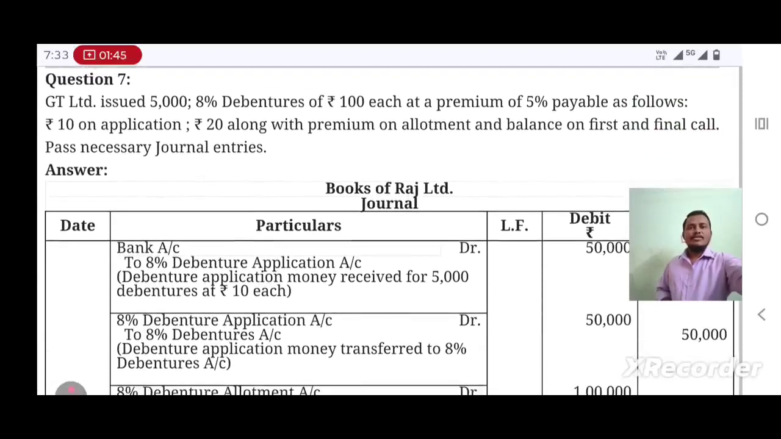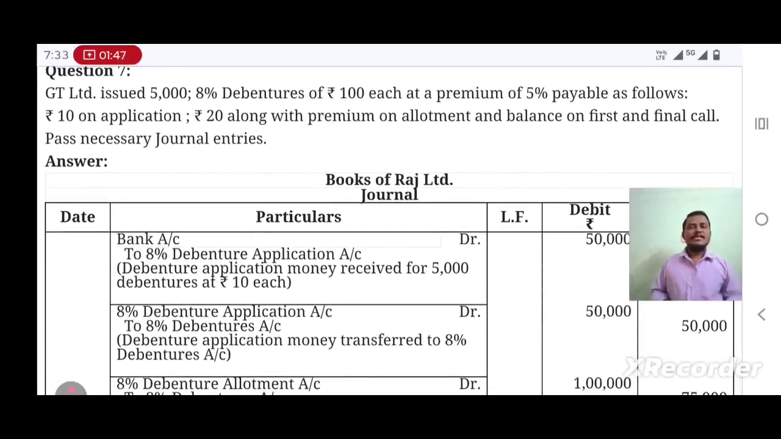Next, question number 7. They say that GT Limited issued 5,000 debentures of 100 each at a premium of 5%, payable as follows: 10 rupees on application, 20 along with premium on allotment, and the balance on first and final call. Pass necessary journal entries. Here the company is issuing 5,000 debentures, 100 each at a premium, 5%. Now the premium is in the allotment stage.